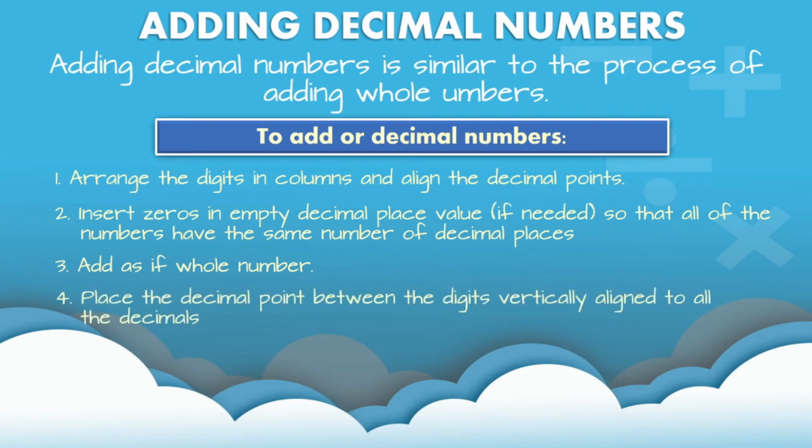And of course, the number 4, place the decimal point between the digits vertically aligned to all the decimals. So, ibig sabihin, itatapat mo lang, ibababa mo lang yung decimal point katapat ng mga decimal points sa addends mo.